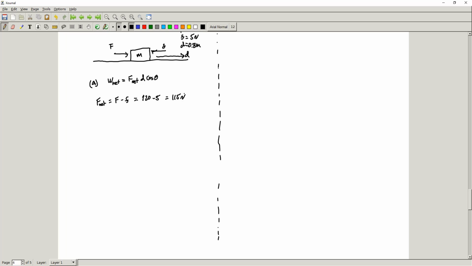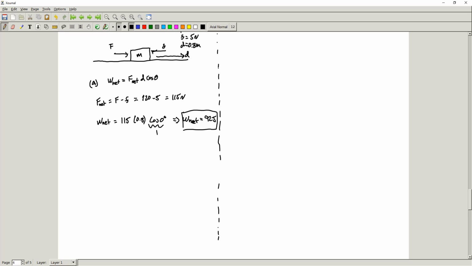And so now we have a value for our net force, and we can go straight ahead and calculate the net work done on this thing. So that's going to be 115 newtons times 0.8 meters. And what's the angle between our net force and our displacement? Well, that's 0 degrees, right? So that's just the cos of 0 degrees, and the cosine of 0 is just going to give us 1. And so if we put that into a calculator, we're going to find that the net work done is equal to 92 joules.